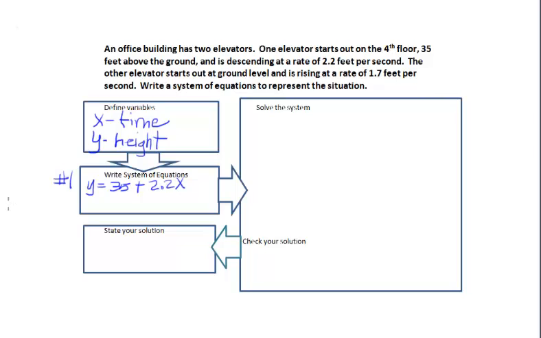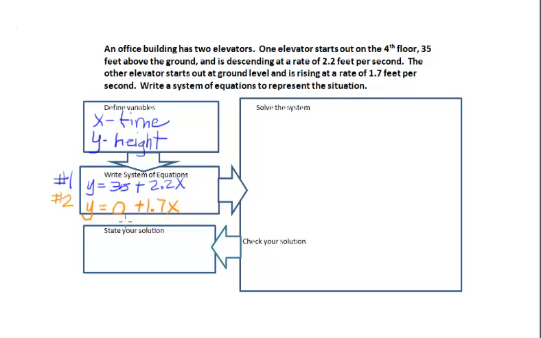Now let's take a look at elevator number 2. Again, the height of elevator number 2 is 0. It starts out at ground level, so it's 0 feet above the ground, plus a rate of change of 1.7 times the time. Right? So this elevator is traveling a lot slower, and this elevator is not only traveling faster, but it starts out a lot higher.